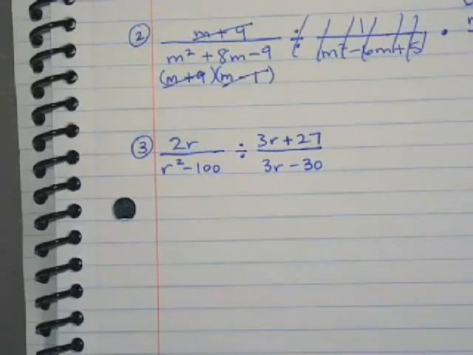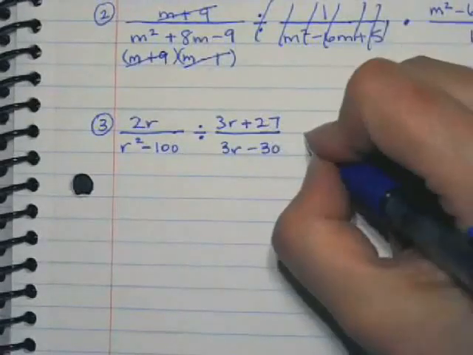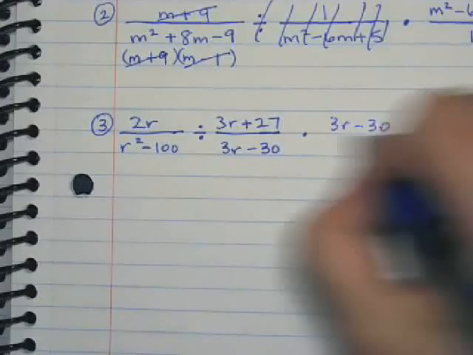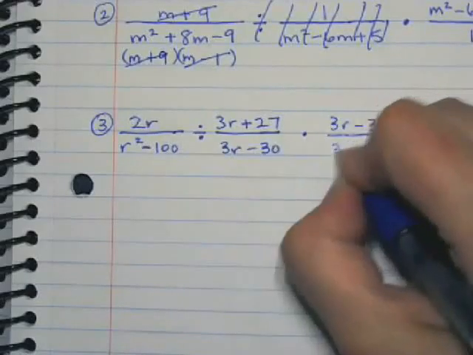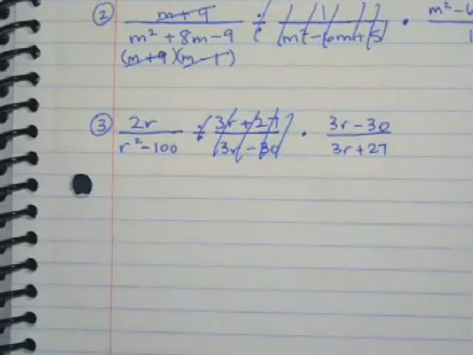All right, and then let's take a look at what we can do. Just like every other problem, we need to multiply by the reciprocal. So I'm going to flip over this fraction right here: 3r minus 30 on the top, 3r plus 27 on the bottom, and then I'm going to cross this out so I don't accidentally use it.